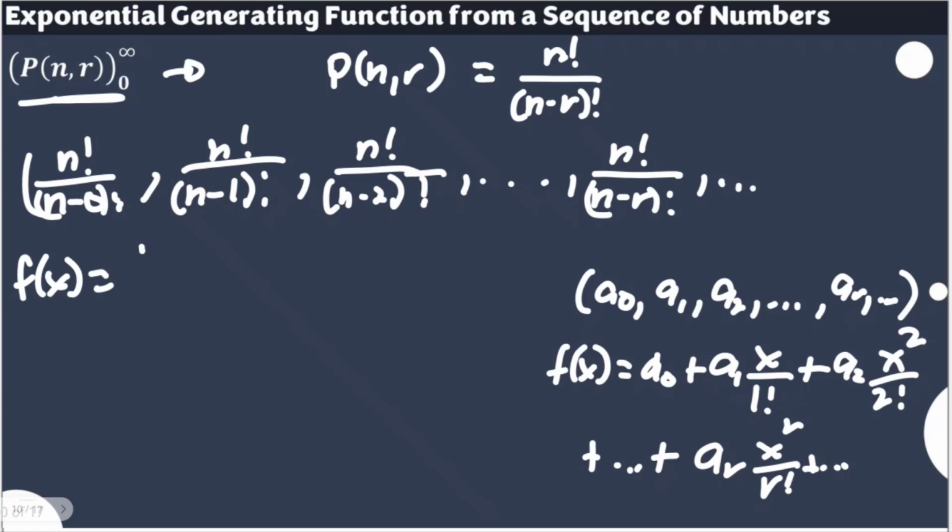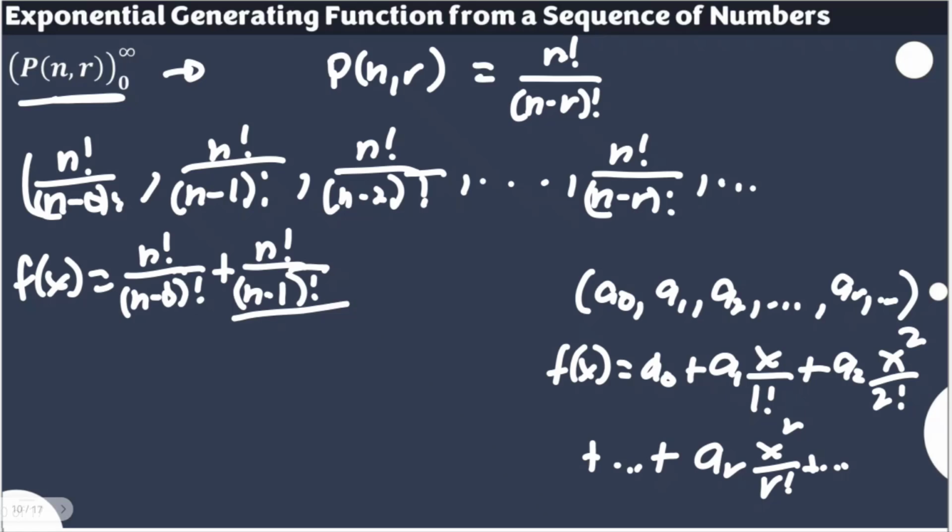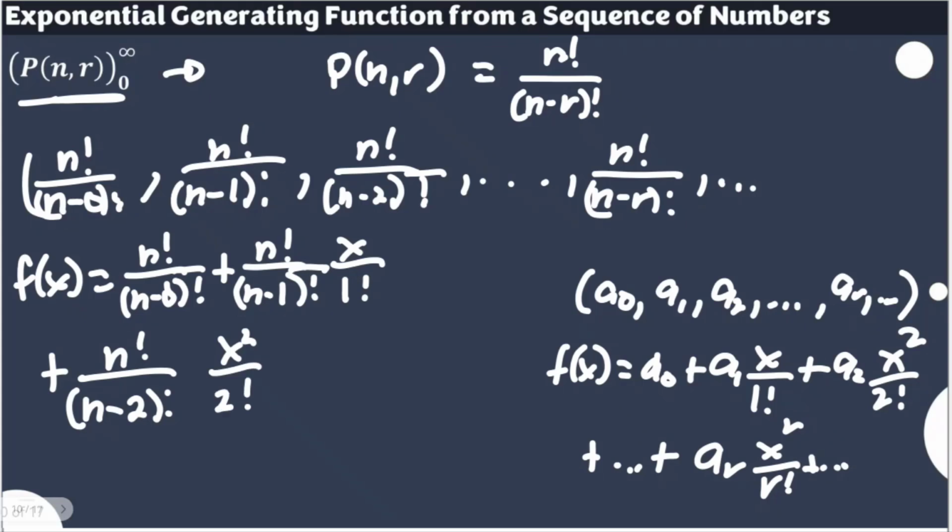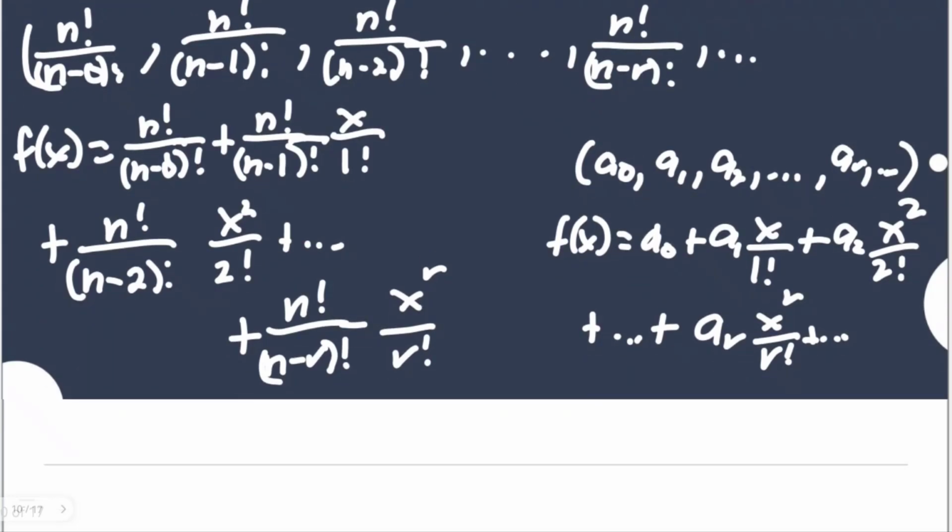You will get n factorial over n minus 0 factorial for a sub 0. Plus your a sub 1, which is n factorial over n minus 1 factorial, times x over 1 factorial, right? Plus, let's have the next term at the bottom: n factorial over n minus 2 factorial times x squared over 2 factorial, and so forth until you reach the term n factorial over n minus r factorial times x to the power of r over r factorial. Okay, so this is the form of its exponential generating function, but this can still be simplified.